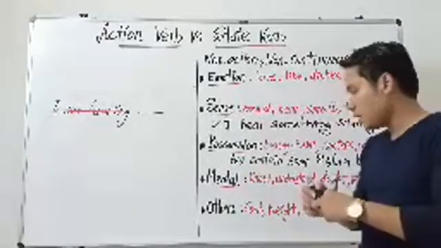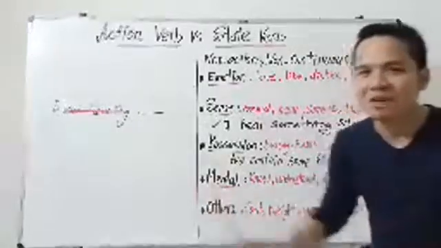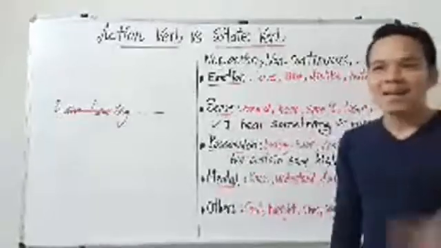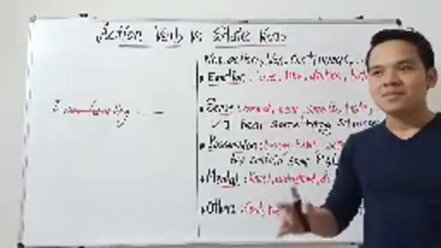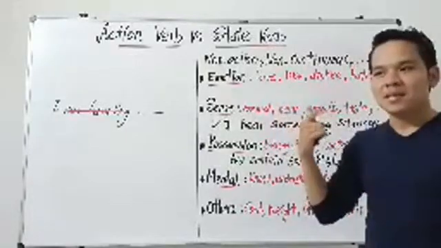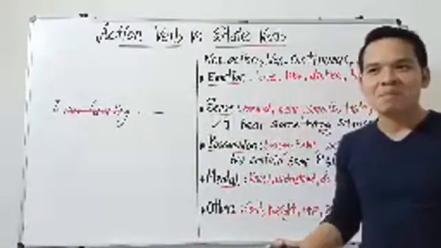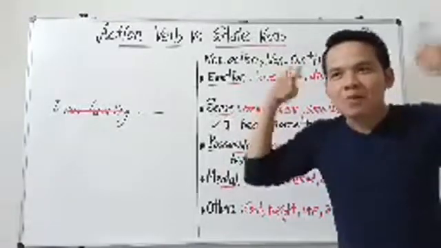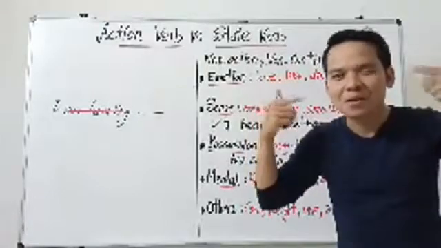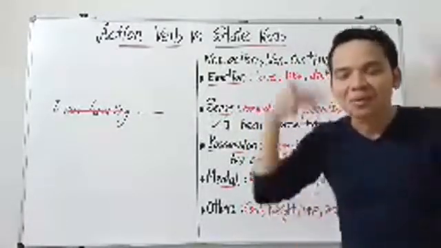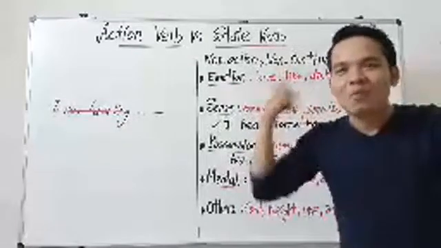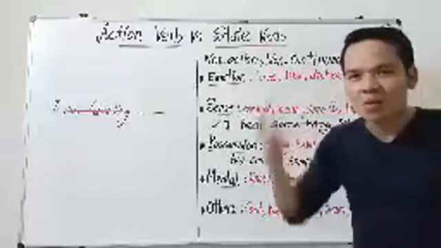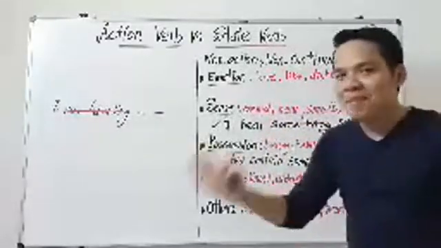About mental verbs. There are a lot of verbs about mental, like know, read, understand, think, a lot of verbs related to our ideas or opinions. We call them mental verbs, opinion verbs. All of those verbs are stative verbs. We don't use them in present continuous.